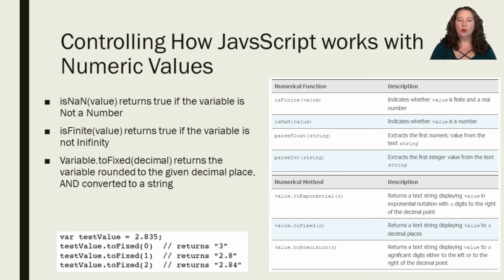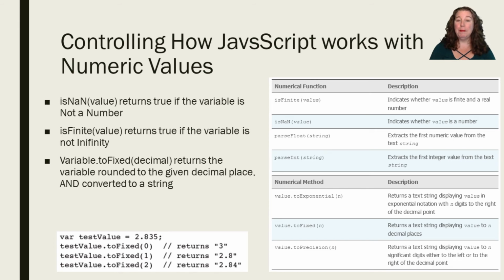Is finite returns if the variable is not infinity. This can happen if you're doing division or if you're doing something with mathematics and you end up with an infinity result. You can say, is the number finite? So finite is useful. The more useful, I think, is the to fixed, which allows you to take a decimal and fix it at a certain number of decimal points.